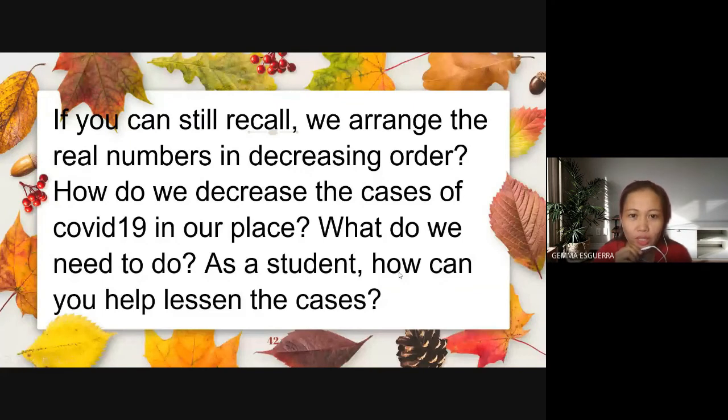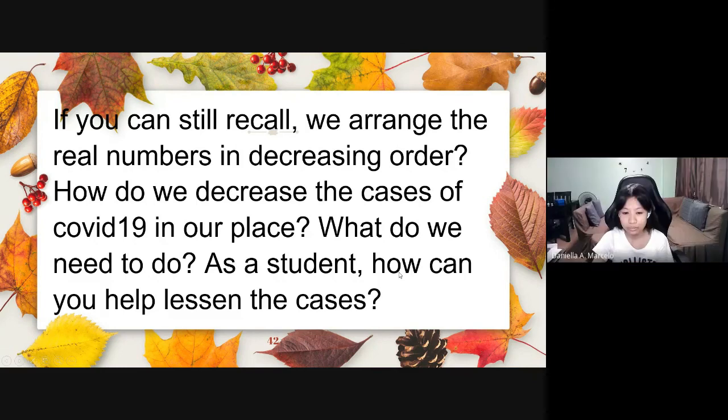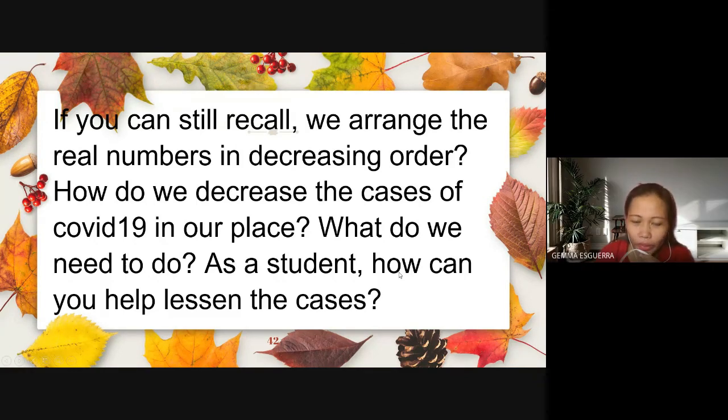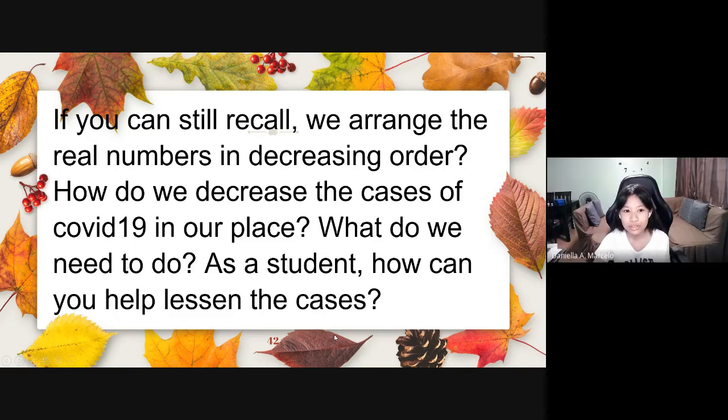Next. If you can still recall, we arrange the real numbers in decreasing order. Am I right? Okay, so if we are going to relate that in our topic, how do we decrease the cases of COVID-19 in our place? As a student, how can you help lessen the cases? Daniela, please share your insight. We should always wear masks in public places.